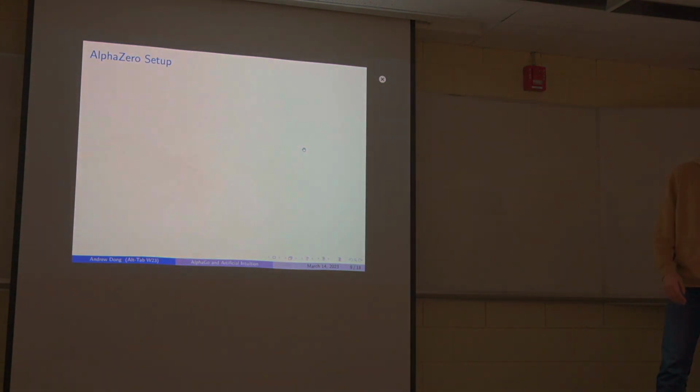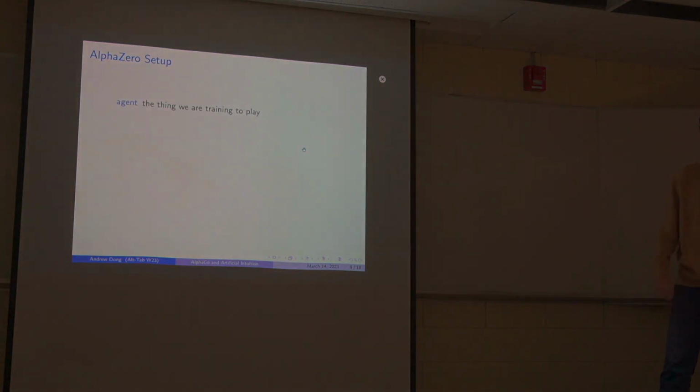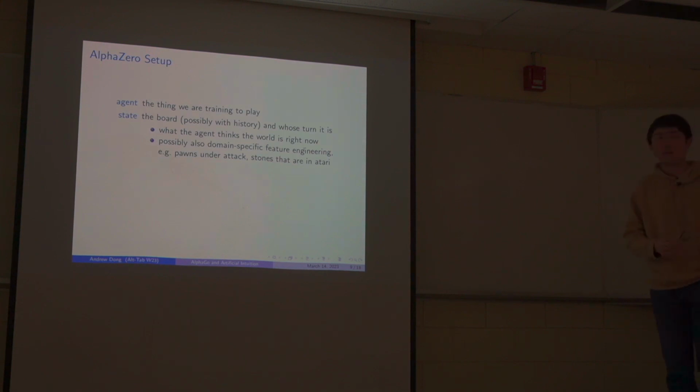So quick AlphaZero setup, quick definitions. The agent is the thing we're training to play. The state is the board, possibly with history. So for example, in chess, 50 moves with no pawn moves from both sides is a draw, so we need to maybe know some history. And also we want to know whose turn it is.